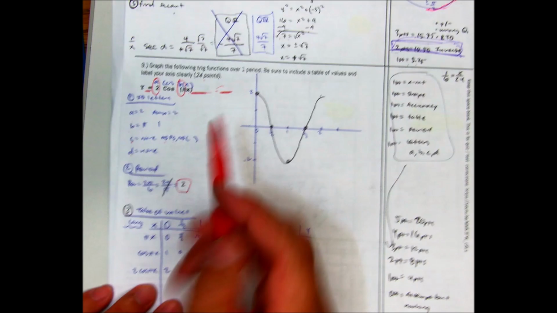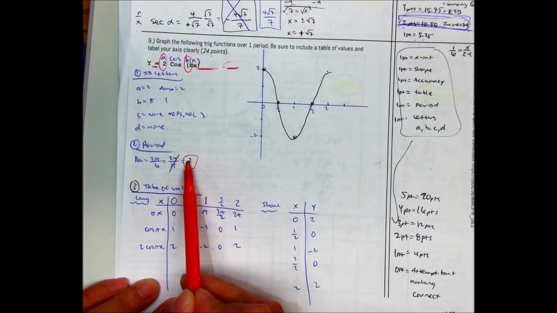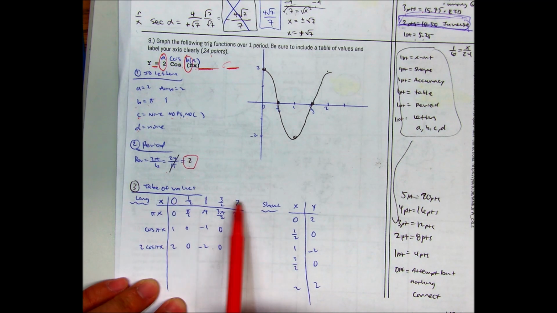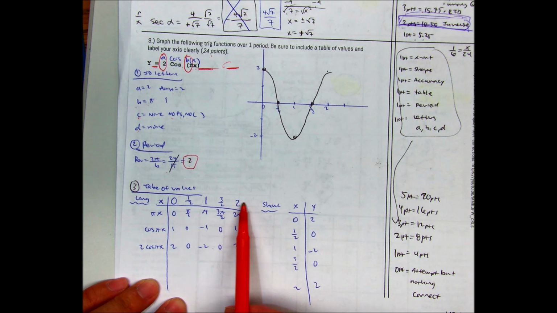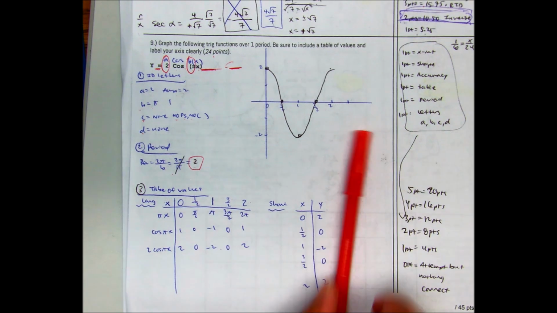So if I know that I have a period of 2, and there's no phase shift, I start on the x-axis, so 0 to 2. 0 plus 2 divided by 2 is 1, so basically I'm finding midpoints. 1 plus 2 divided by 2 is 3 halves. 0 plus 1 divided by 2 is 1 half. And so these are my 5 x values.